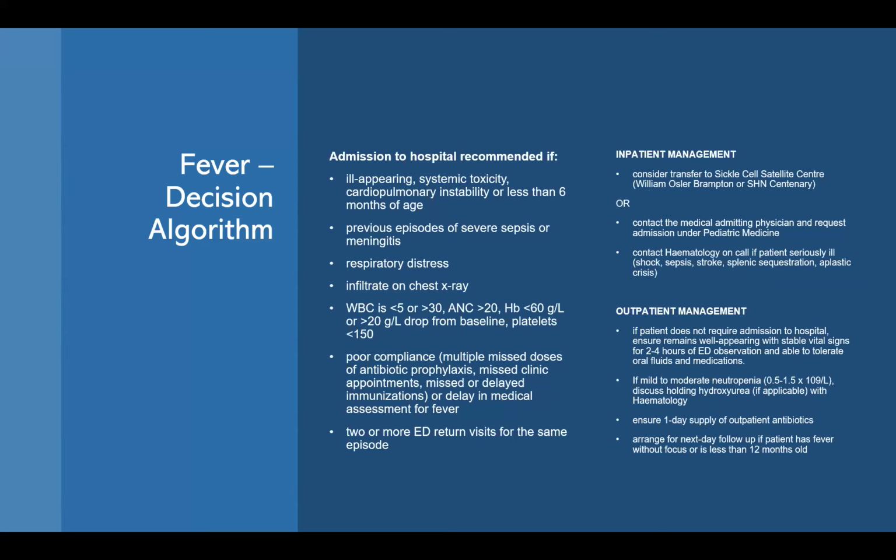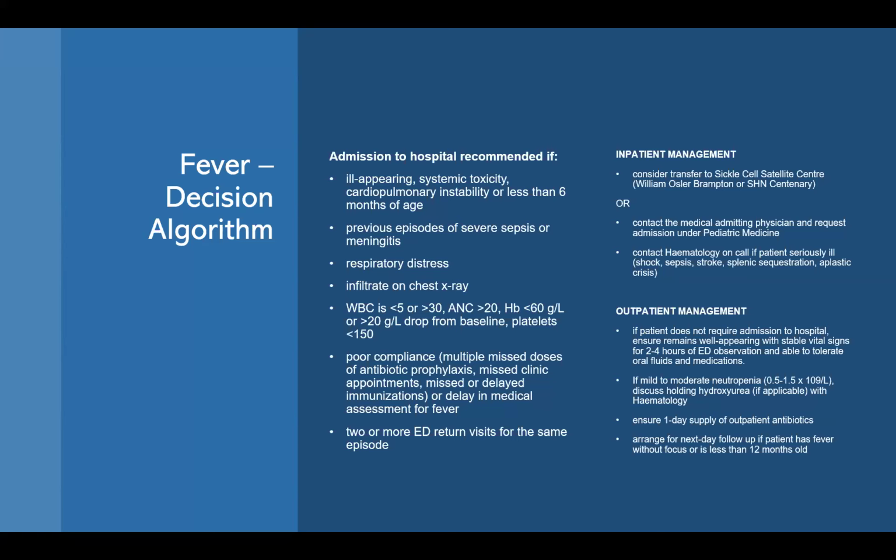So when it comes to admitting our patients, we have a few options. If that patient lives within the catchment area of our 2 satellite clinics, so we have one in the West End in Brampton, one in the East End at Scarborough Centenary, we can always reach out to them to see if we can transfer a patient. If not, we're happy to admit them at our hospital at Sick Kids under the general pediatric floor. Depending on how ill that patient looks, the hematology fellow would be involved with that admission.